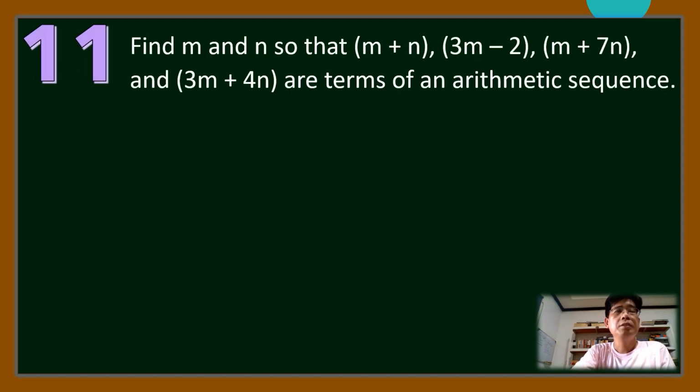Number 11. Find m and n so that m plus n, 3m minus 2, m plus 7n, and 3m plus 4n are terms of an arithmetic sequence. For suggested solution, let us use the definition of an arithmetic sequence where each term is obtained by adding the common difference to the previous term. So the difference between the second term and the first term must be equal to the difference between the third term and the second term.